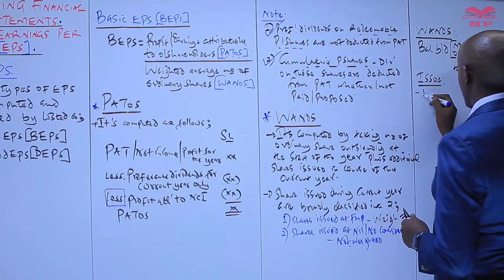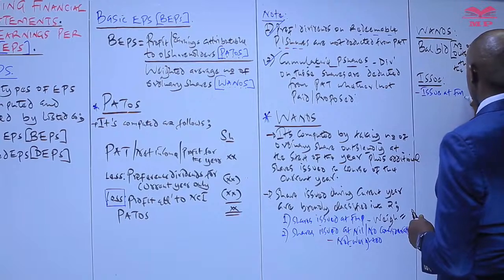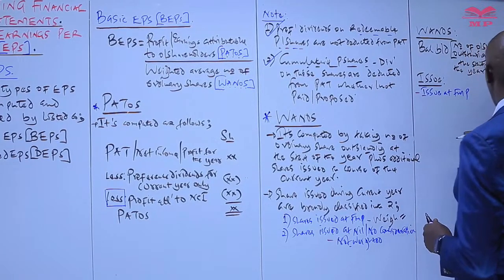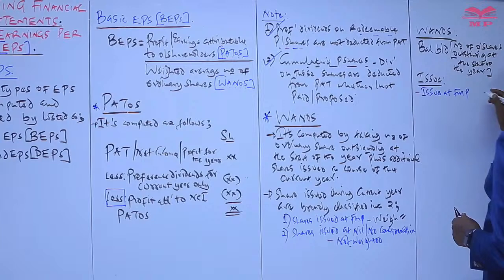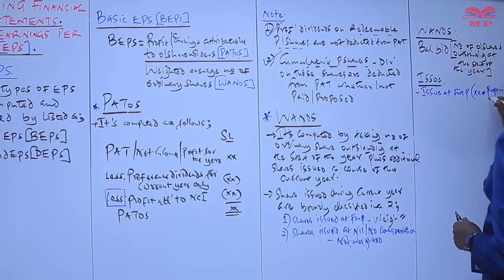Number one, we have issue at full market price. Basically we are saying that those particular shares, we take the shares which were issued and then multiply those particular shares with a proportion of time they were held during that year.